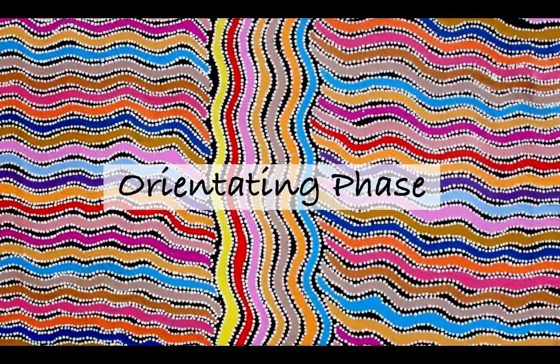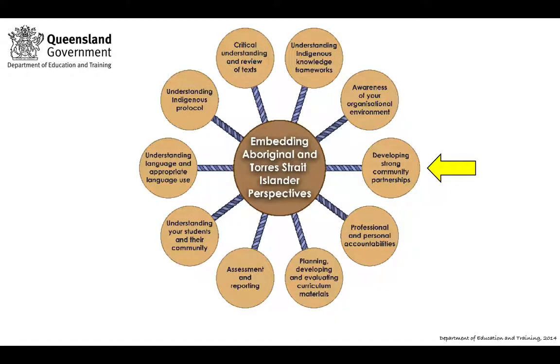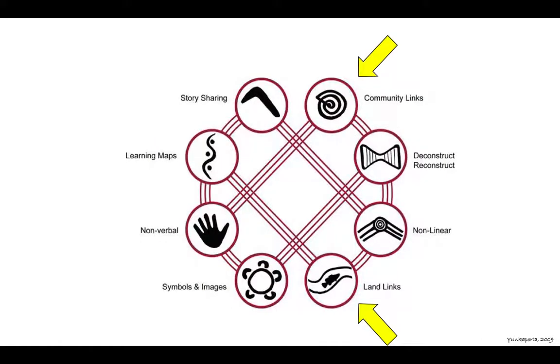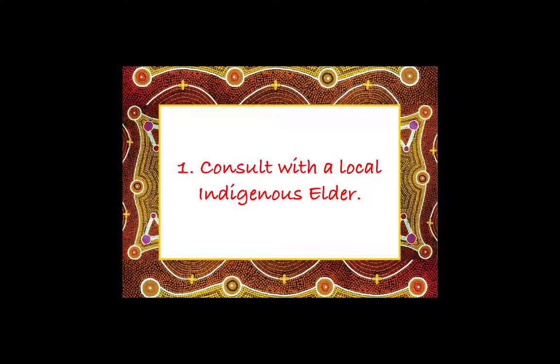In the orientating stage of the lesson, I made 2 key changes that meet the Developing Strong Community Partnerships section of the ED4461 framework and the Community and Land Link section of the 8 Ways framework. Building relationships with local Indigenous elders will assist with embedding Indigenous perspectives into the curriculum and making those links more authentic. The Queensland Studies Authority believe that Aboriginal and Torres Strait Islander people have the cultural knowledge and skills to impart specific knowledge into the classroom.